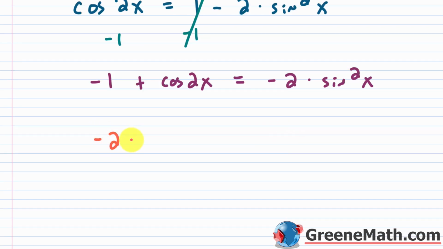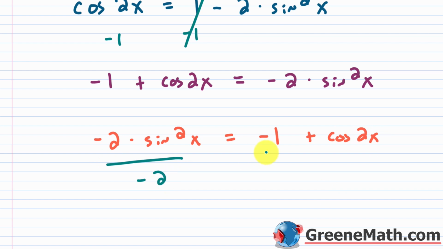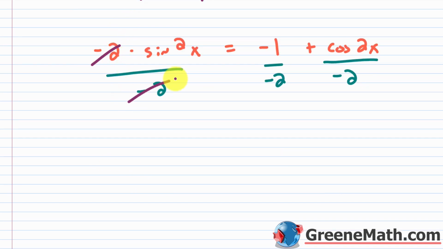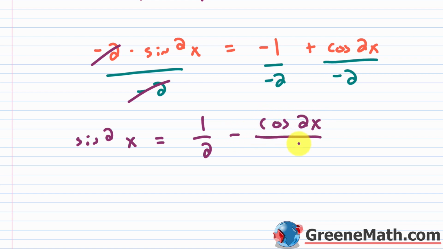So negative 2 times sine squared x equals negative 1 plus cosine of 2x. All right, I'm just going to divide both sides by negative 2, and I'm going to split this up here to make it easier to understand. This will cancel. So now I have my sine squared x, and this equals, negative over negative as positive, so I'm going to write this as 1/2. Positive over negative would be negative, so let's put minus. You have cosine of 2x over 2.